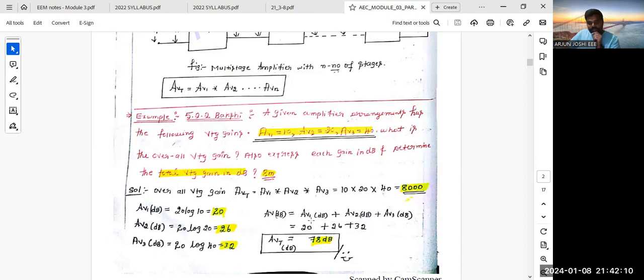For the overall voltage gain in dB, you need not use multiplication, you need to use addition. AV1 plus AV2 plus AV3 in dB is 20 plus 26 plus 32, which is 78 dB. This is the overall explanation about the multi-stage amplifier and three stage amplifier, with the help of one simple problem.